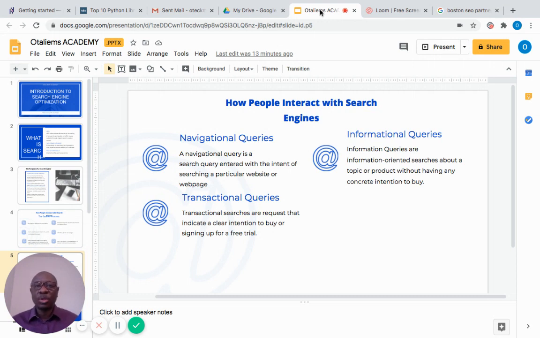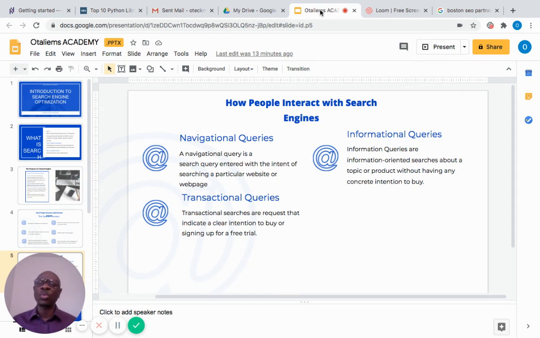So let's say I'm just looking for universities. I just put universities in the United States. So these are actually navigational queries. Then when you talk about informational queries, these are information-oriented searches about a topic or about a product. So that's informational. That doesn't mean that when you're doing an informational query, it always has a concrete intention to buy.